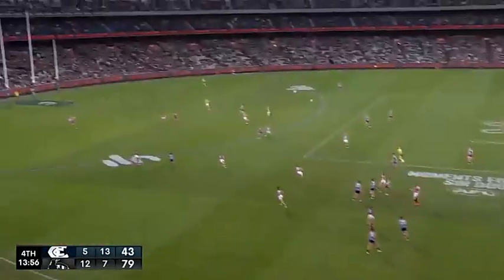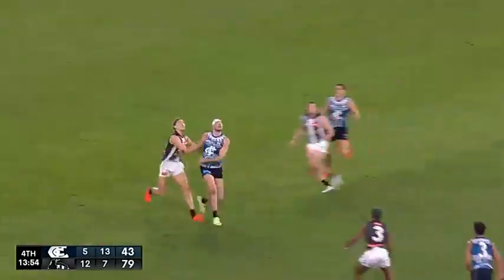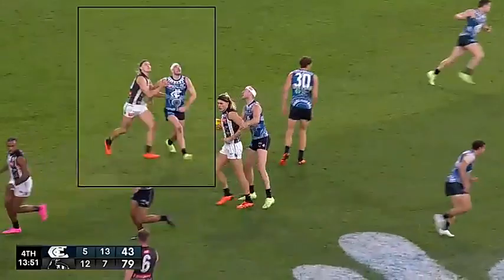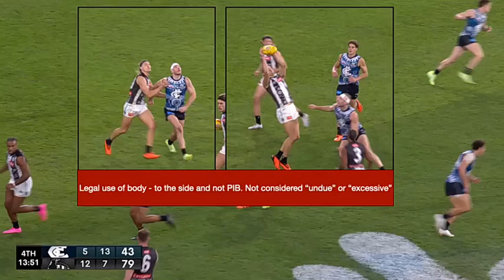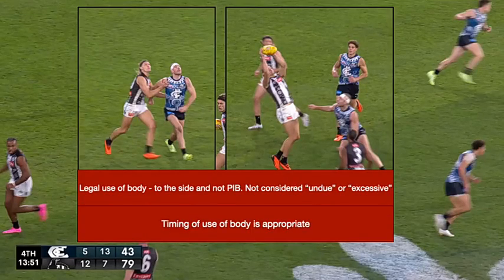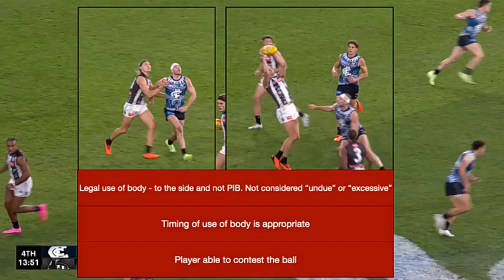Last example. Here's another push. Little push to the side, just gets the player off balance. Legal use to the side, not PIB, not considered undue or excessive. Timing of use of body is appropriate. Player able to contest the ball. So, you can use the body in a legal manner by pushing or bumping to the side, as long as the player is able to contest the ball. That's of paramount importance.